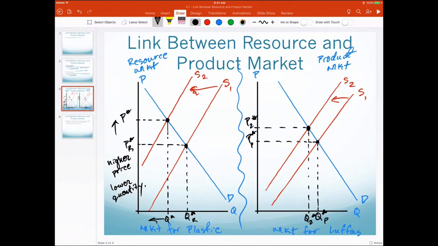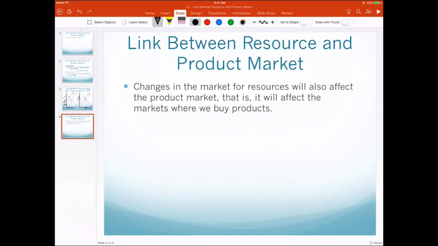This shows you the link between the resource and the product market. Changes in the resource market are going to affect changes in the product market. Plastic became more scarce, so the price of it rose, and we know prices communicate information. That tells the makers of loofahs to use less plastic when making loofahs because it became expensive. So changes in the market for resources eventually translate through to the markets where we buy our products. Both the resource market and the product market are linked.